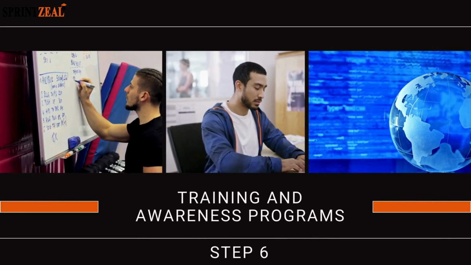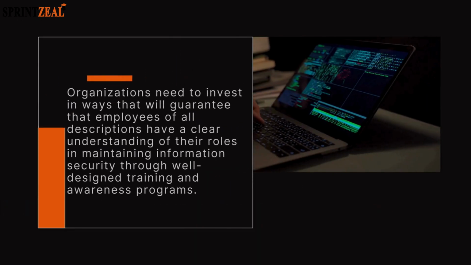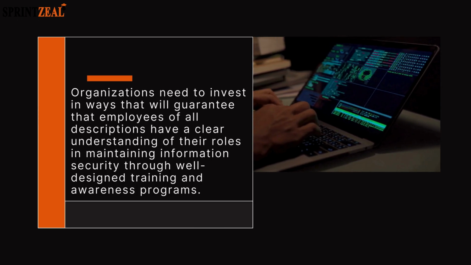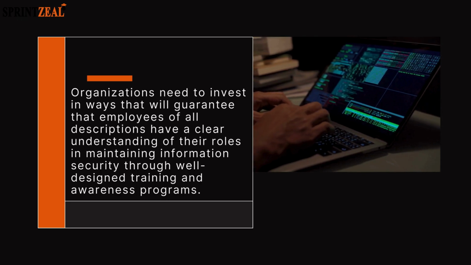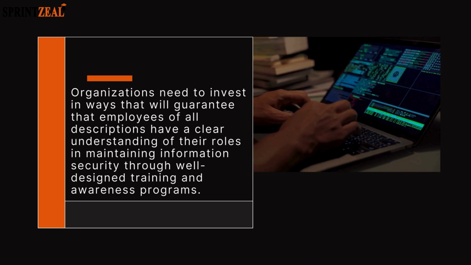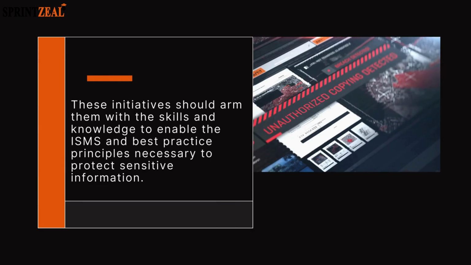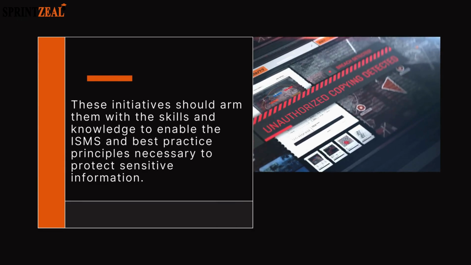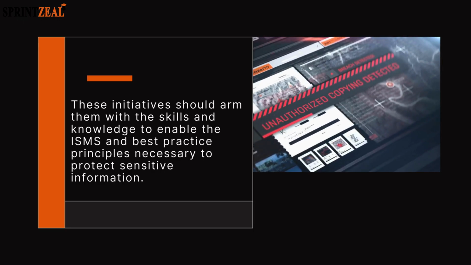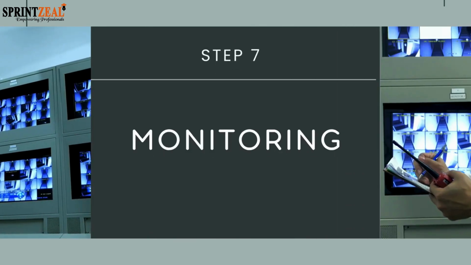Step 6. Training and awareness programs. Organizations need to invest in ways that will guarantee that employees of all descriptions have a clear understanding of their roles in maintaining information security through well-designed training and awareness programs. These initiatives should arm them with the skills and knowledge to enable the ISMS and best practice principles necessary to protect sensitive information.